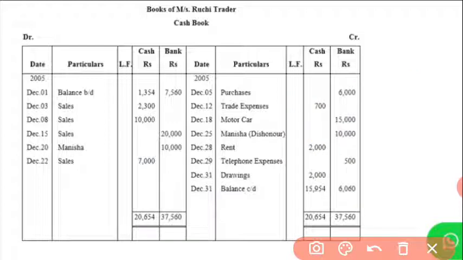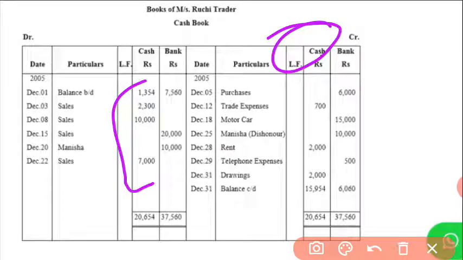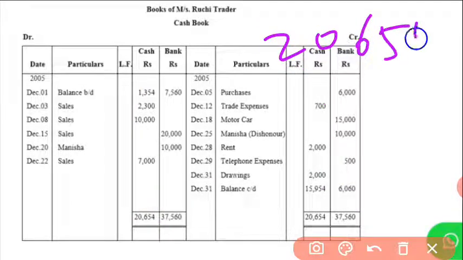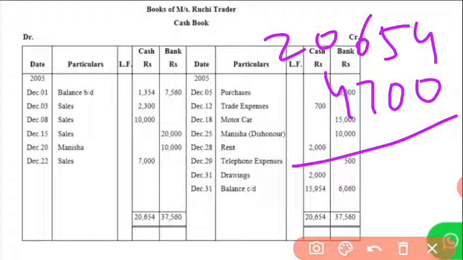Okay, so now that's the time to balance both the sides. So sum up both the sides, we have observed that the sum of this debit side is more than the credit side. Okay, so the sum of debit side is 20,654, whereas the sum of credit side is 4,700. Okay, so from 20,654 we will subtract 4,700. Okay, then you will get 1594, then it will be our answer.